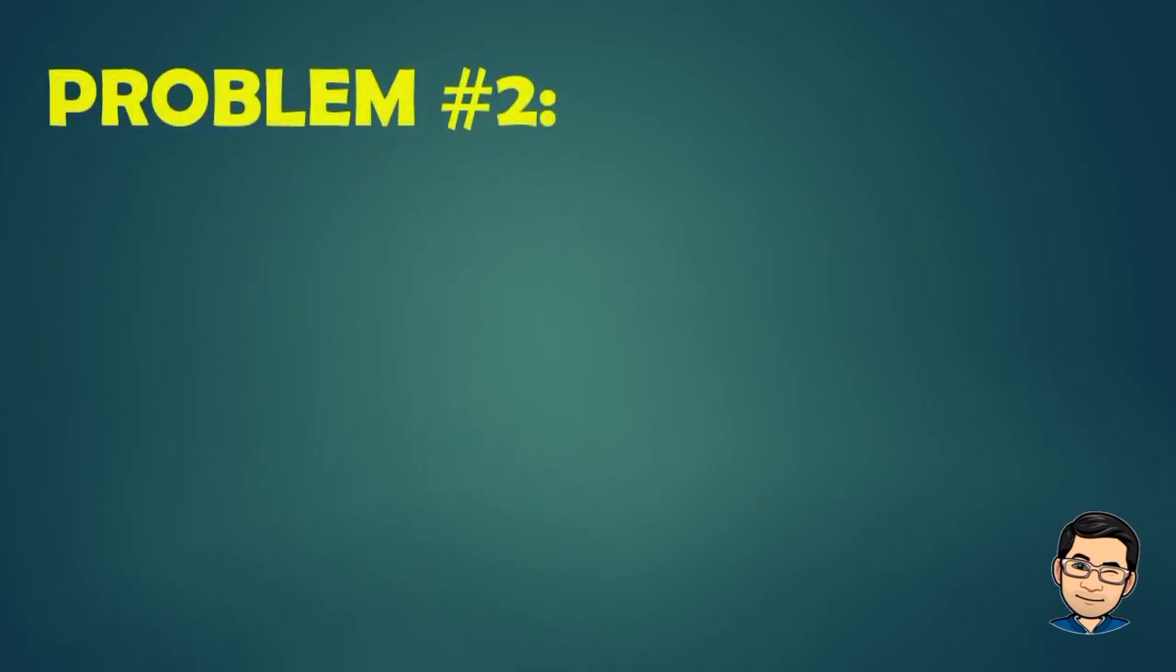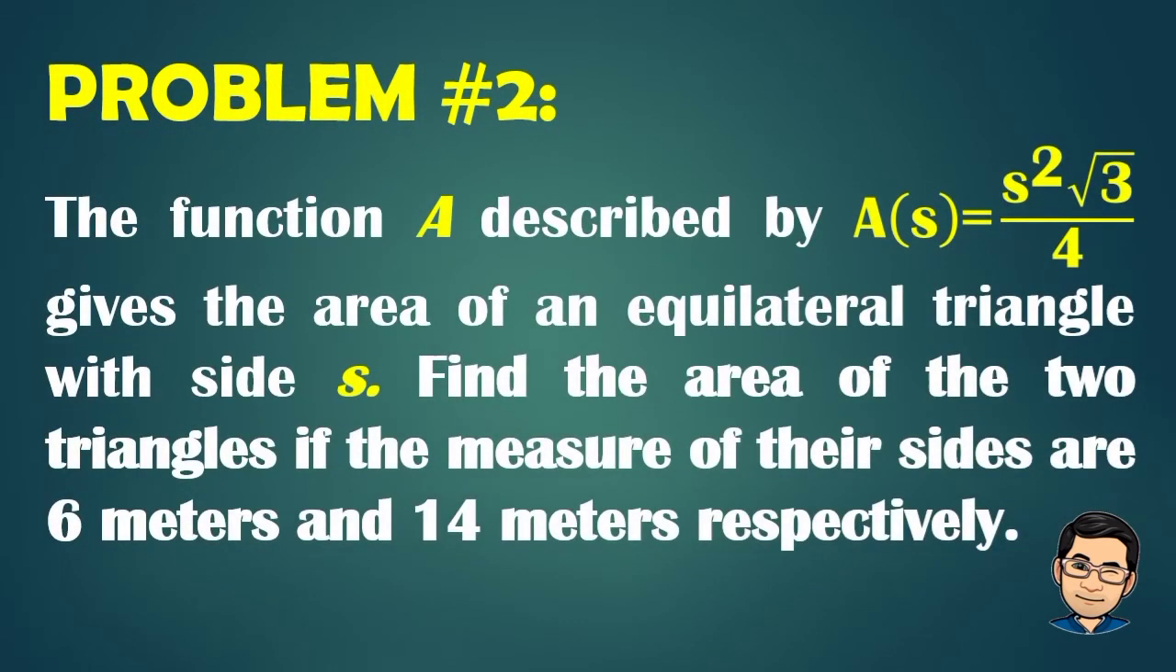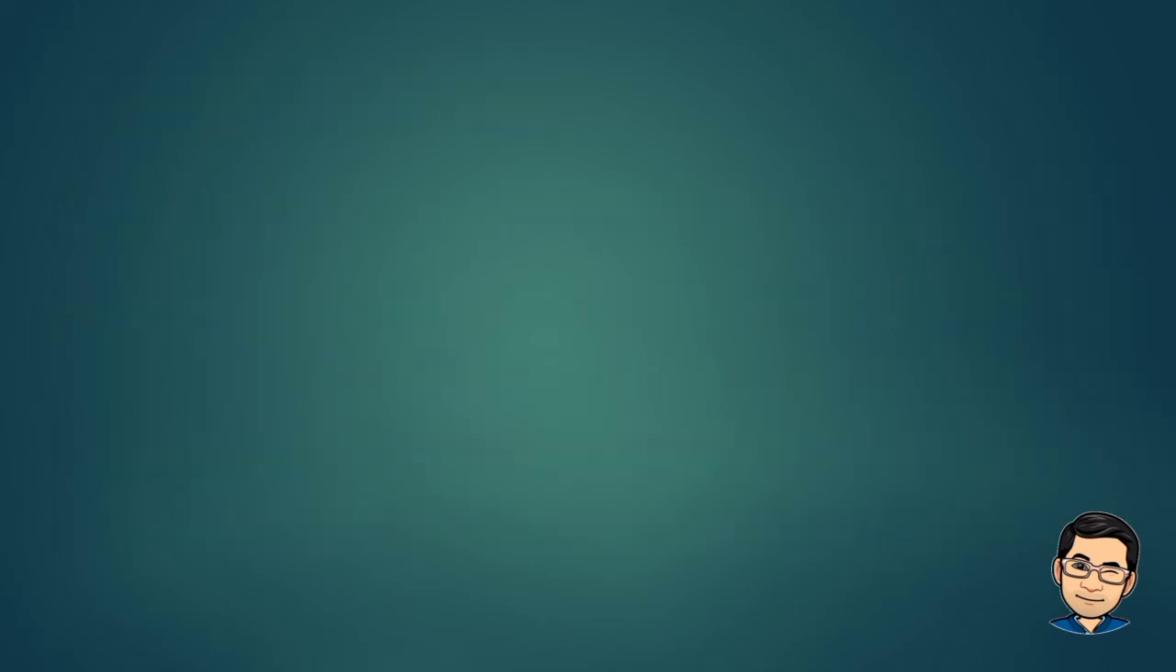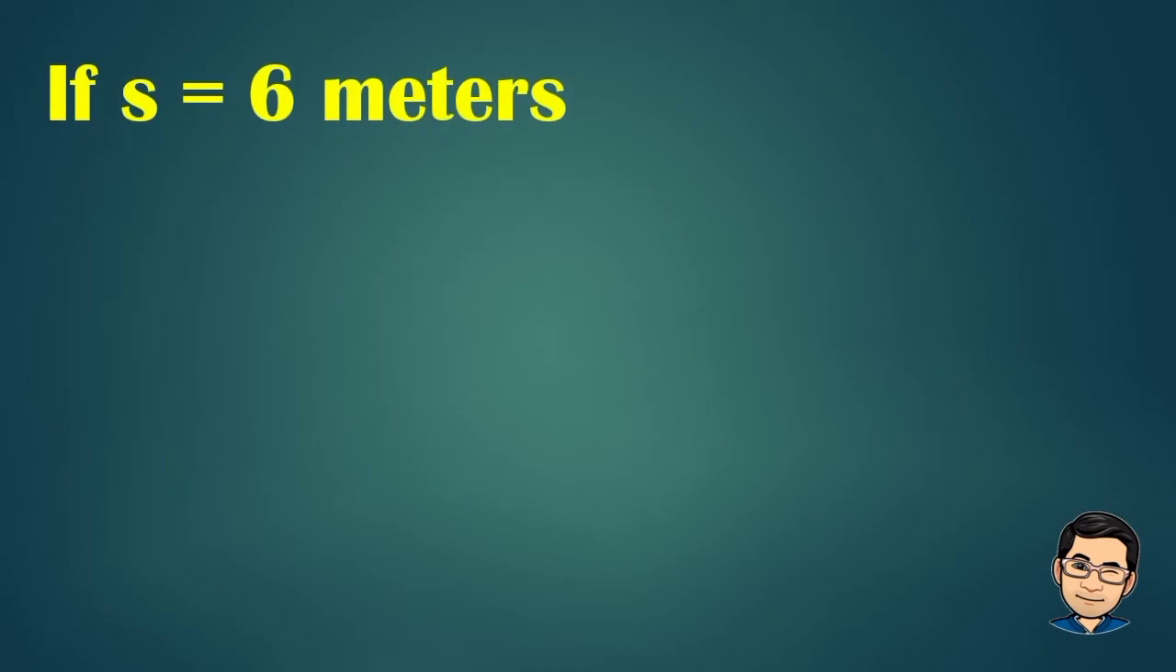So, problem number 2. The function A described by A of s is equal to s squared square root of 3 all over 4 gives the area of an equilateral triangle with side s. Find the area of the two sides if the measure of their sides are 6 meters and 14 meters respectively. So to give you an idea about equilateral triangle, ang equilateral triangle ay isang uri ng triangle na kung saan pare-pareho ang sukat ng kanyang mga sides. From the word equal, equi, okay? Equal. So we substitute s is equal to 6 meters to the formula of the area of an equilateral triangle.